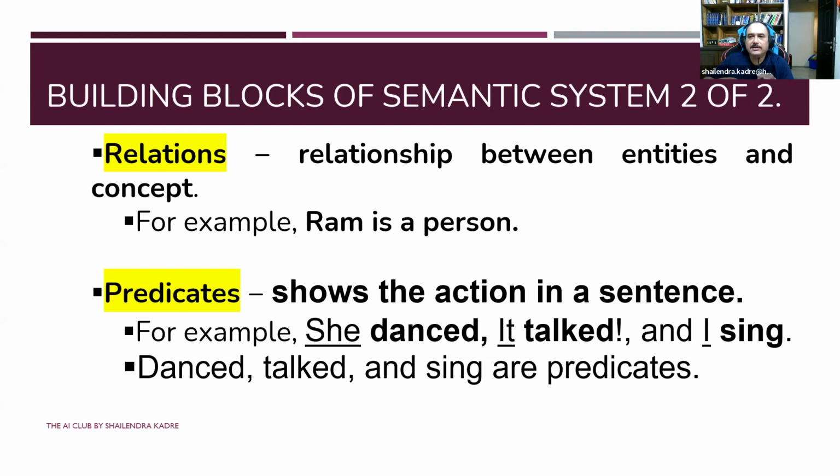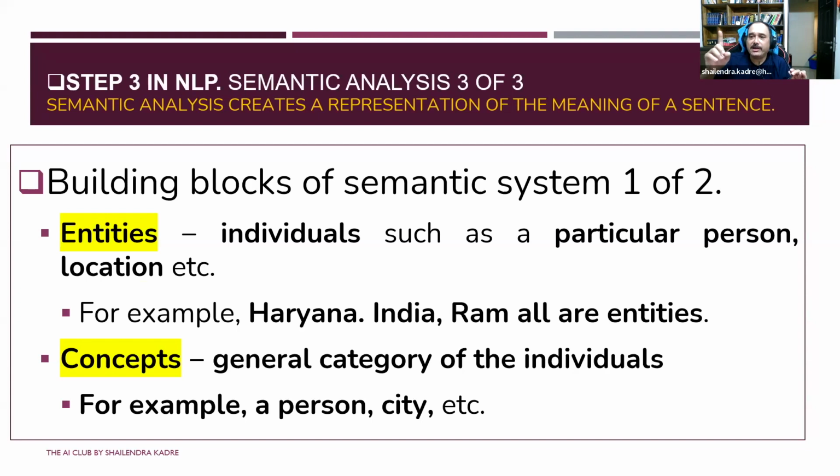We have entities. I'll go to the previous slide. Entities are nothing but specific individuals. It may be a state, a city, a location, or a person's name, anything specific. Haryana, India can be separate entities. One time we are talking about Haryana, a specific state in India, and when we say India, we are talking about a specific country in Asia. So both can be separate entities. And then Rama can be the name of Lord Rama, or it can represent a common man. So that is your entity.